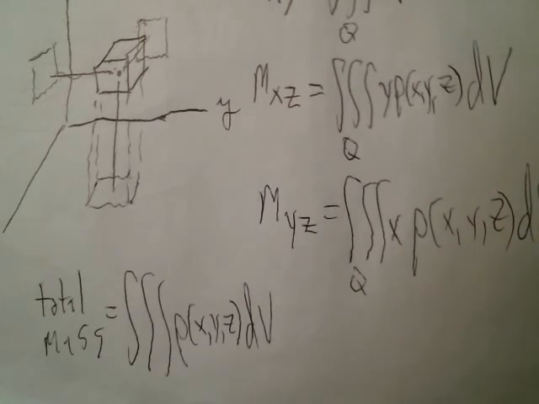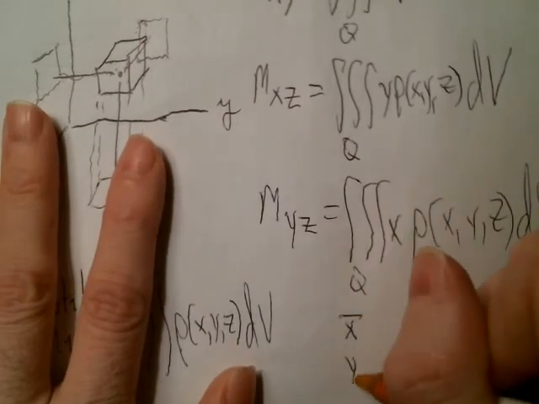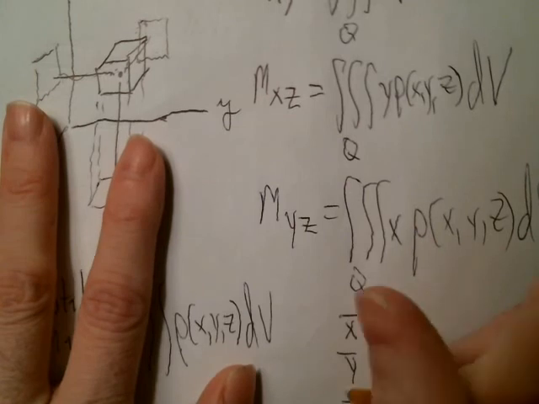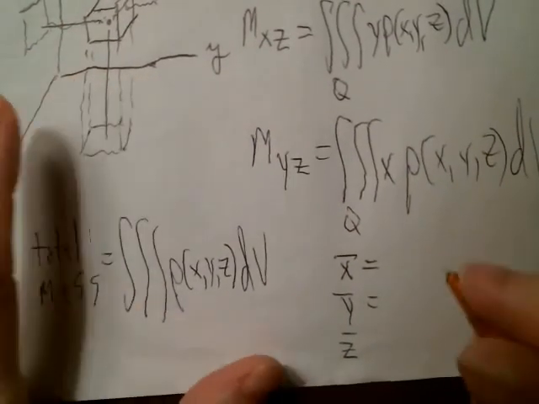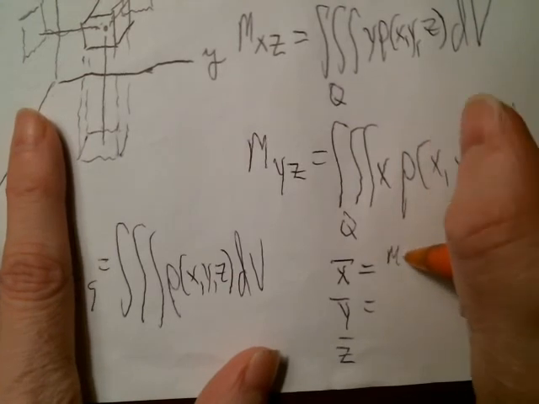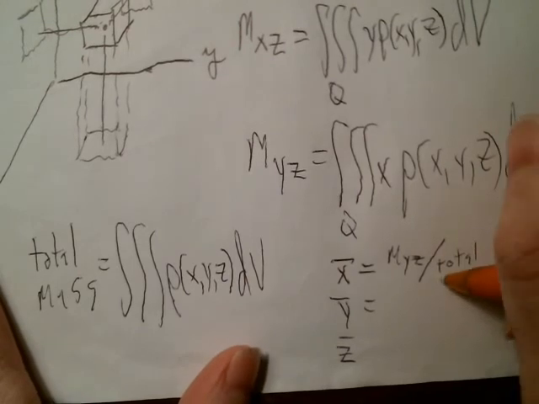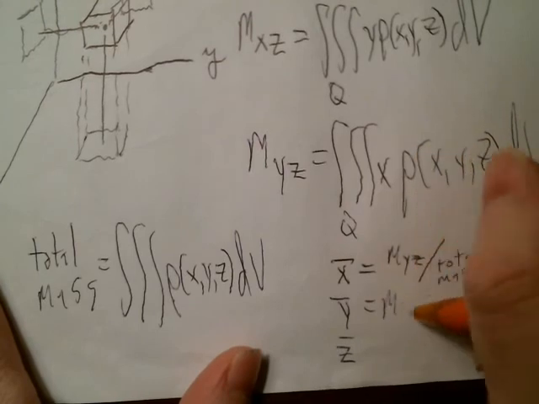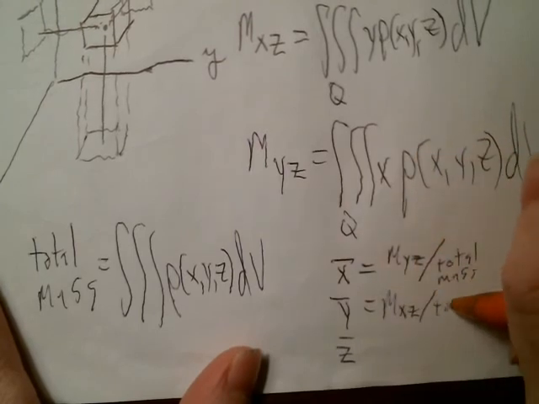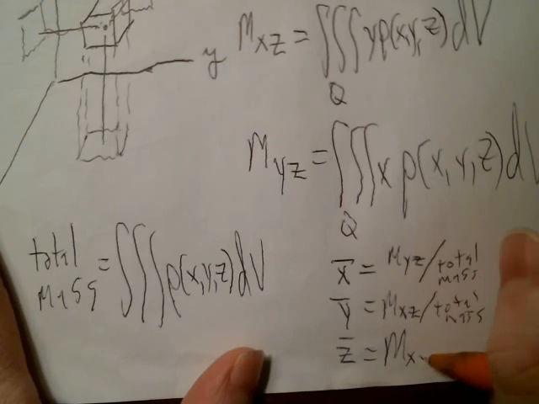Okay, so x, y, z, then your coordinates for your, what do they call it, centroid, your center of mass, will just be obviously m yz divided by the total mass, and then m xz divided by the total mass, and then m, what's the other one, xy divided by the total mass.